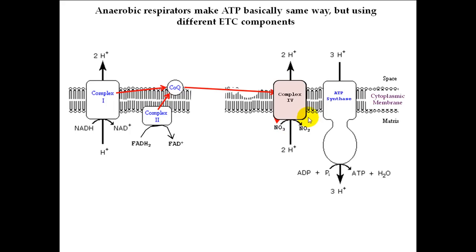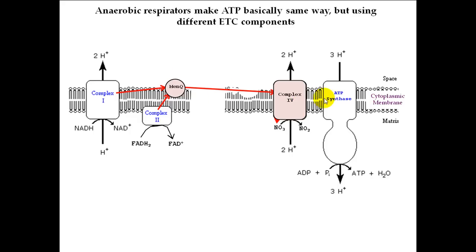the structure of anaerobic complex 4s is a little bit different than the structure of aerobic complex 4s. So this molecule is not compatible, would not be able to bind to it. So anaerobic respirators then can't use this coenzyme Q that aerobic respirators do. Instead, they use a molecule called menaquinone. And it turns out that this is a molecule that is compatible with complex number 4s of anaerobic respirators. This guy can bring electrons to this anaerobic complex 4.